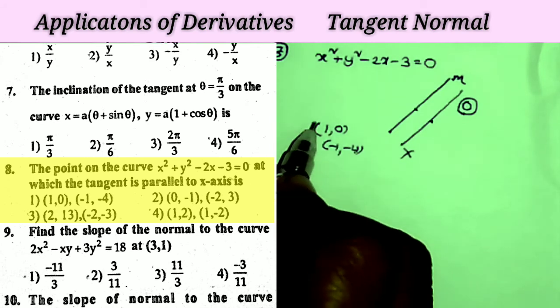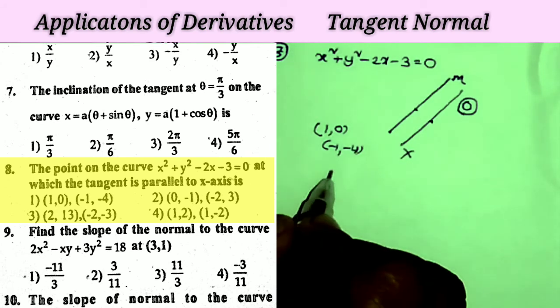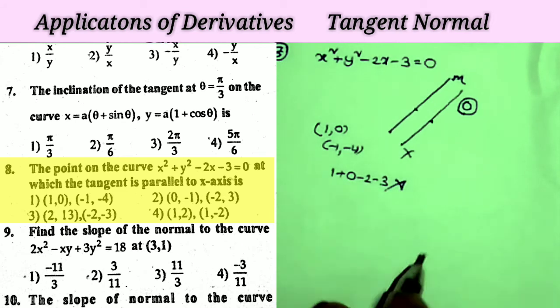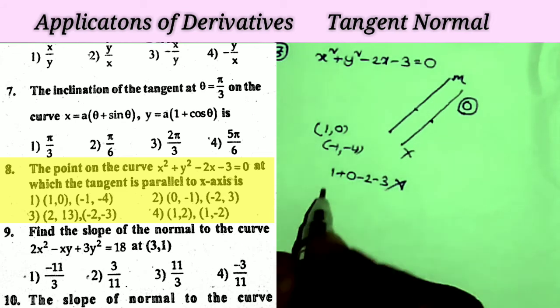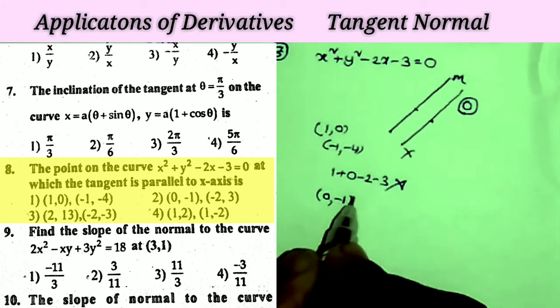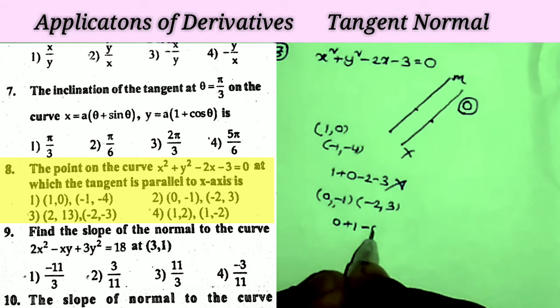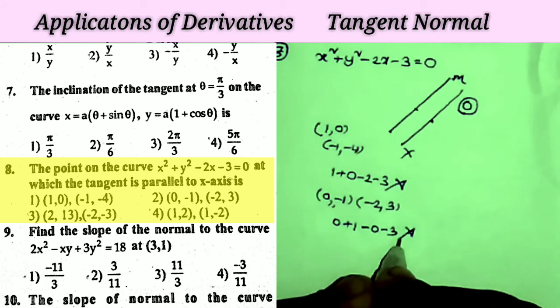Now replacing the (1, 0) point in the curve, then what we get? 1 plus 0 minus 2 minus 3, which is not equal to 0. So first option is not the correct answer. Now taking the second option, (0, -1), (-2, 3). Replacing (0, -1) here, 0 plus 1 minus 0 minus 3, which is not equal to 0. No, so this is also not the correct answer.